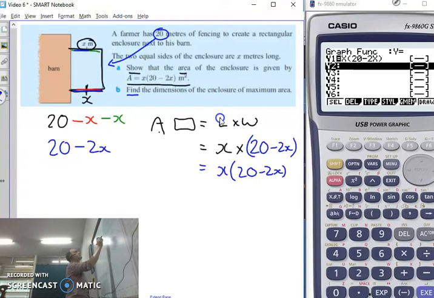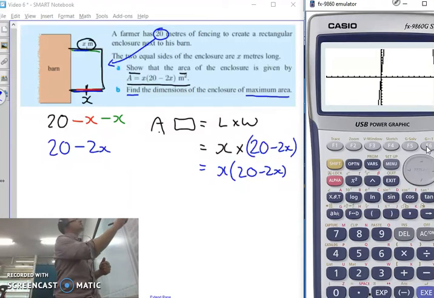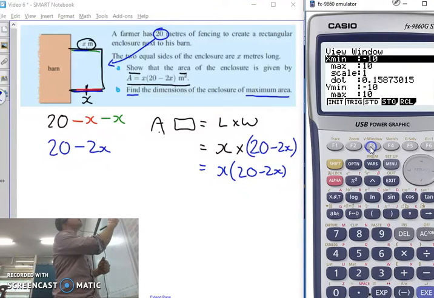Finally, find the dimensions of the enclosure of the maximum area. So I've put it in my calculator. I'm going to click draw. Now I can't see a lot here, so what I'll need to do is change my view window.